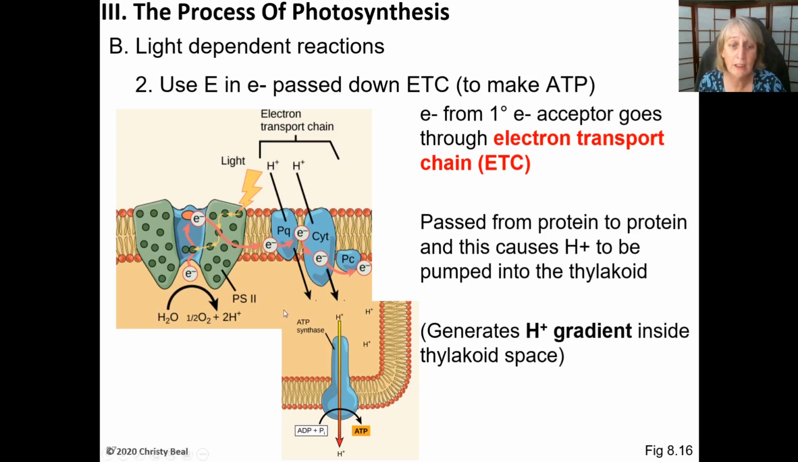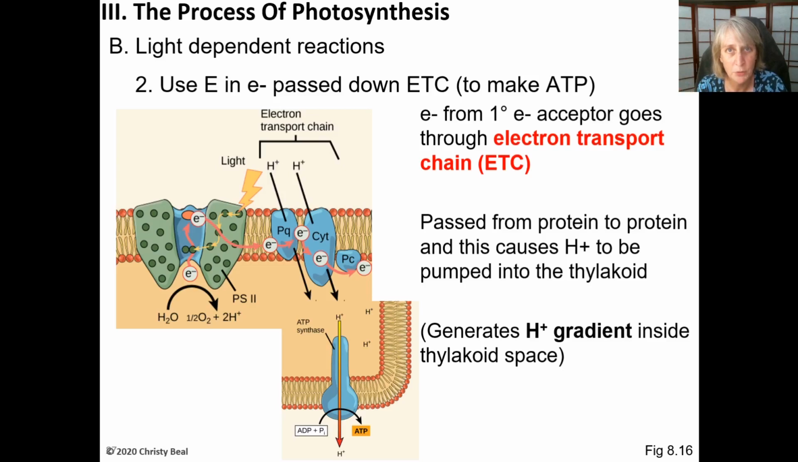But what it's doing here is generating a hydrogen gradient, a proton gradient. Remember, H plus is just a proton. It's just a positive subatomic particle. And it's causing there to be a lot more H pluses inside than outside. So, as a note, throwback to topic 3.